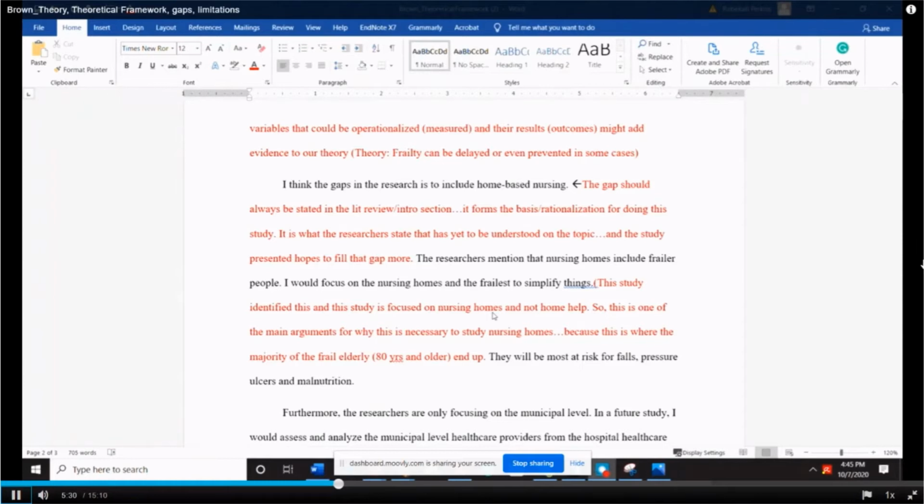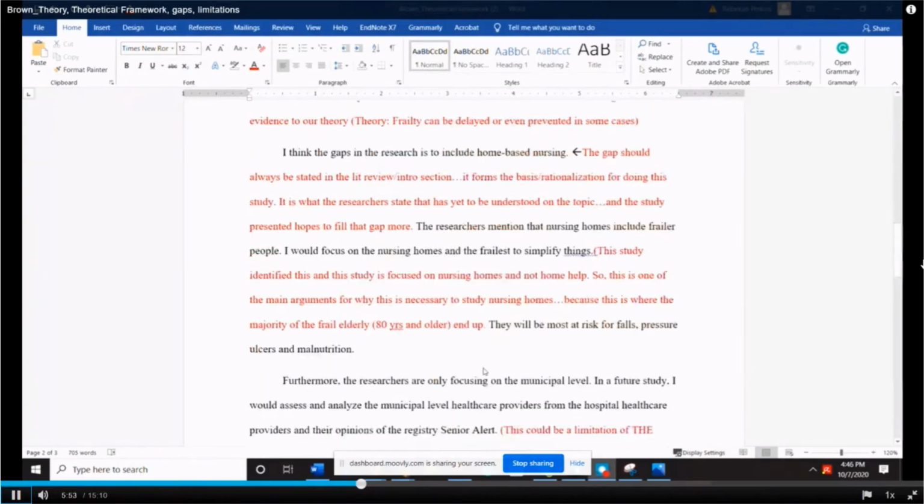Therefore, the setting that they wanted to focus on, instead of home help or home health care, was nursing homes, because this is where frailty is most common. And their whole study is about how we can improve frailty. So, of course, it made sense for them to study the nursing home older adults. And then you said that this was a gap.